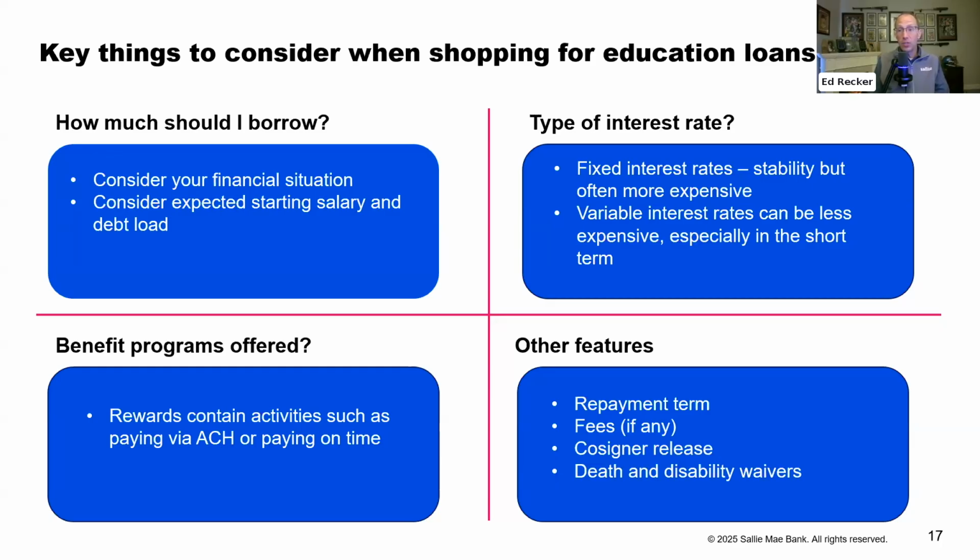What is that repayment term? Is it a shorter term or is it a longer term? What does that mean for the total amount that you pay back? Are there any fees? So we talked a little bit about origination fees with federal student loans, specifically with Parent Plus loans. I like to use round numbers.